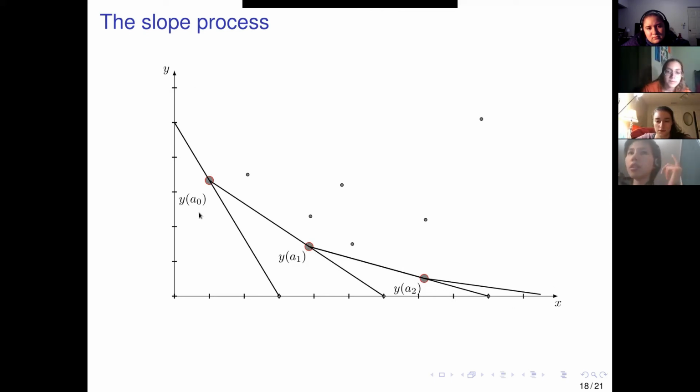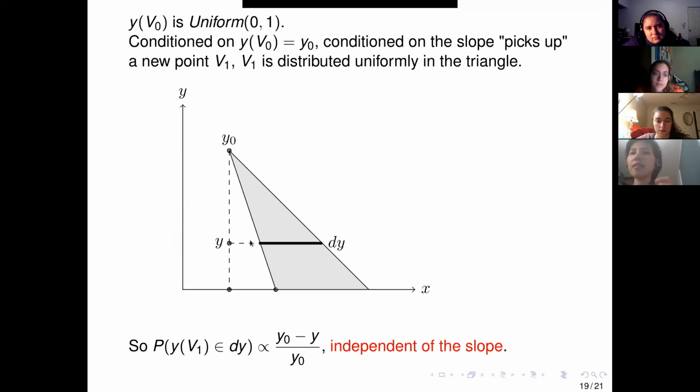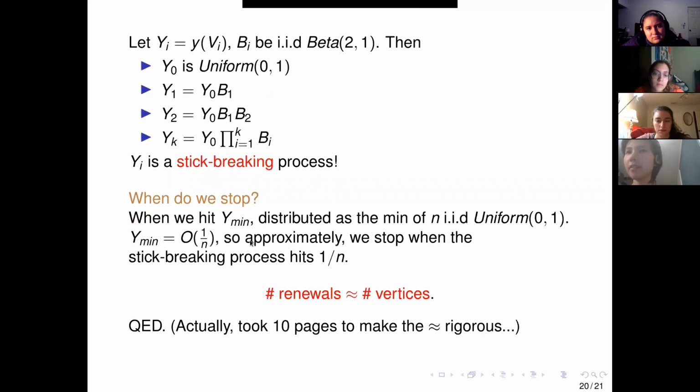And so this creates a process where, as I change the slope of my stick, I either stay the same or I may discover a new vertex. As the slope goes from all the way vertical to all the way horizontal, I'm going to discover all the vertices of the polytope that I see around this corner. Okay, so this slope process turns out to be the stick breaking process.